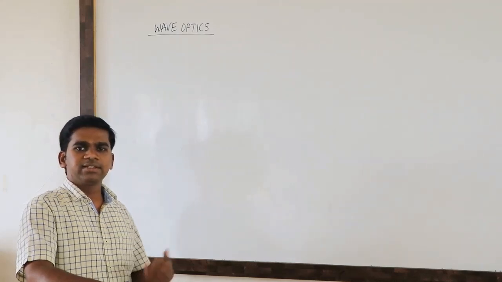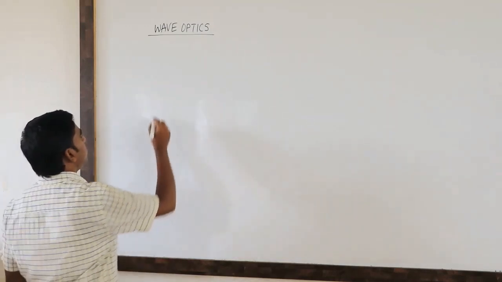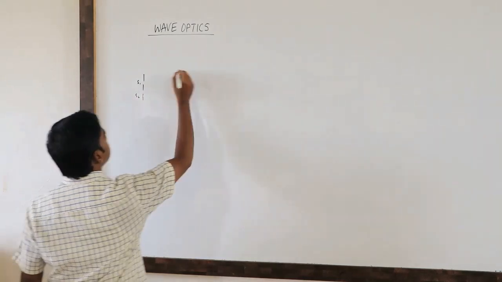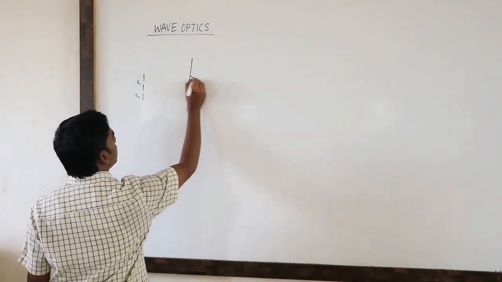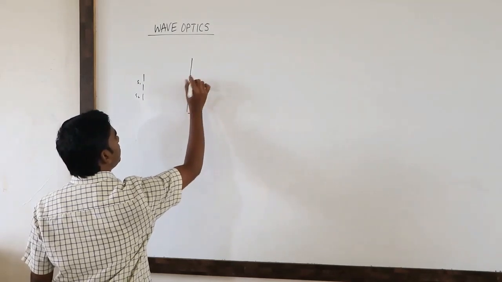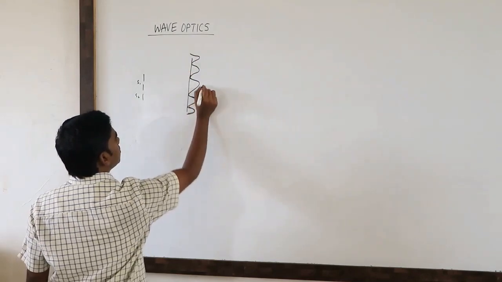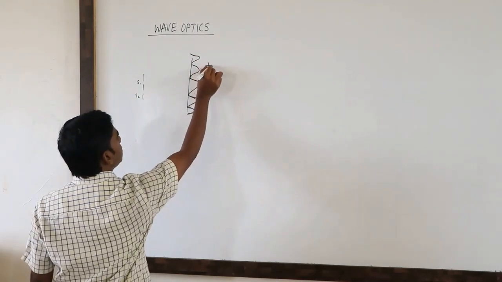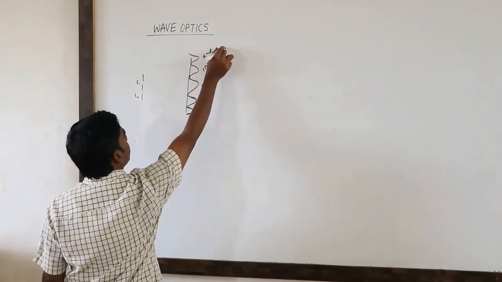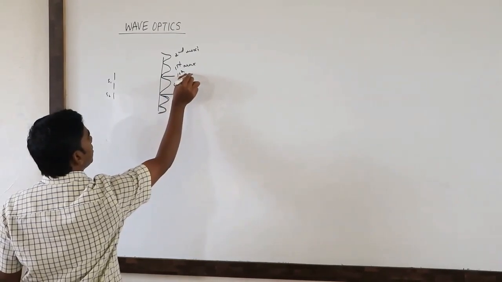Hi everyone. In the last class we discussed Young's double slit experiment, YDSE. In that, if you take S1 and S2 as slits for sources, you get a central maximum. Then on both sides of that you will get maxima and minima. This is the central maximum, this is the first maximum, this is the second maxima. Similarly, we get the first minimum here.